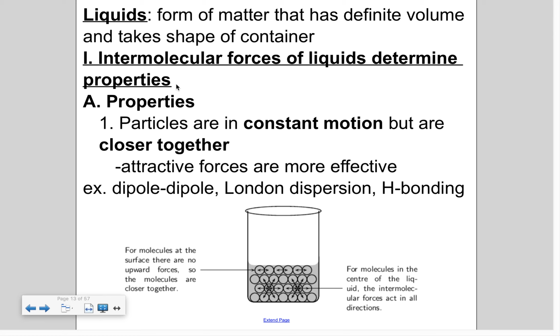So liquids form a matter that has a definite volume and takes the shape of its container. We have intermolecular forces going on here that do determine the properties of it. Particles are still in constant motion, but they're closer together. We have attractive forces that are a little bit more effective. If you remember from our intermolecular forces, dipole-dipole, we have basically opposite charges, slight dipole-dipole, like a positive attracted to a negative. We have London dispersion, which is very similar to dipole-dipole, but it happens a lot in nonpolar molecules, as well as hydrogen bonds.